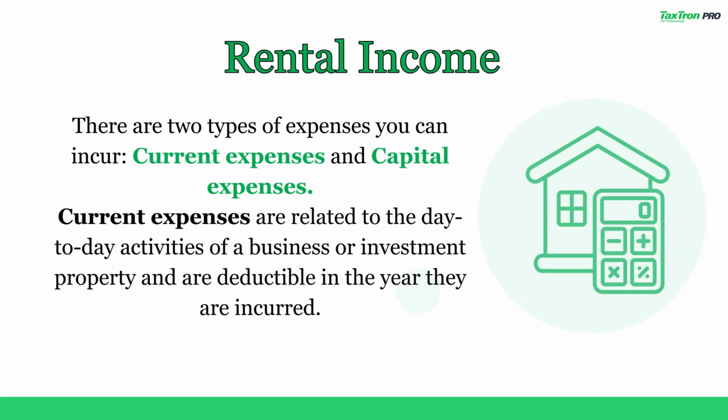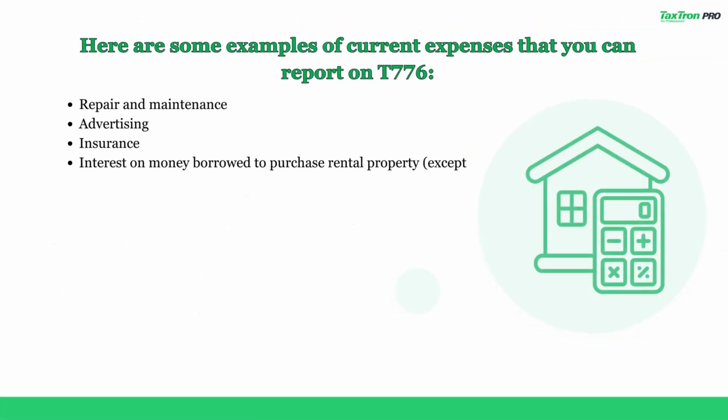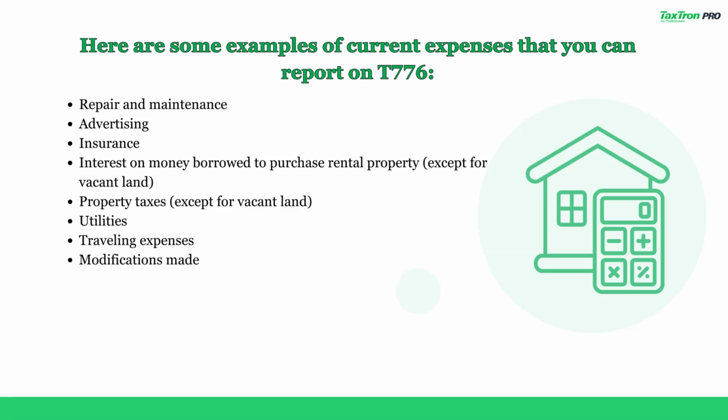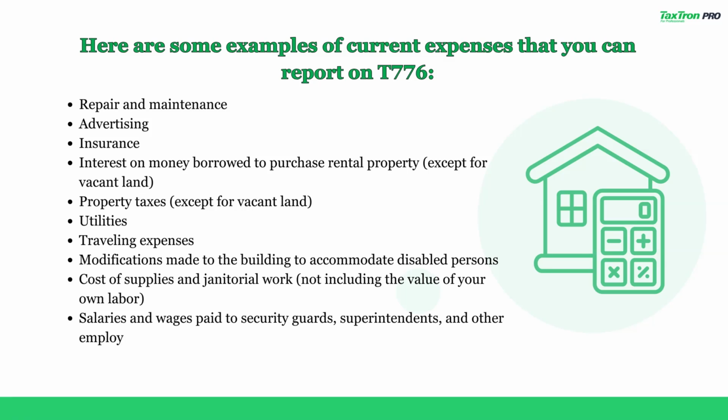Current expenses are related to the day-to-day activities of a business or investment property and are deductible in the year they are incurred. Here are some examples of current expenses that you can report on T776. Repair and maintenance. Advertising. Insurance. Interest on money borrowed to purchase rental property, except for vacant land. Property taxes, except for vacant land. Utilities. Traveling expenses. Modifications made to the building to accommodate disabled persons.